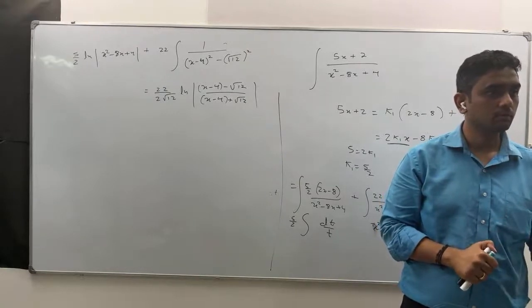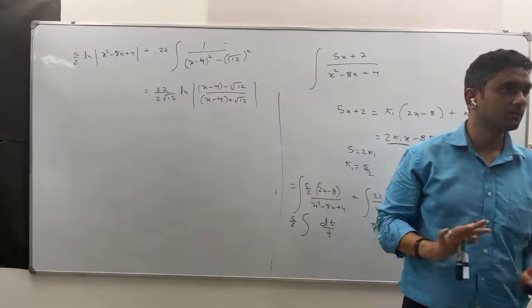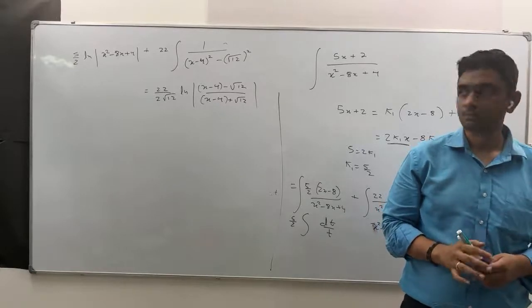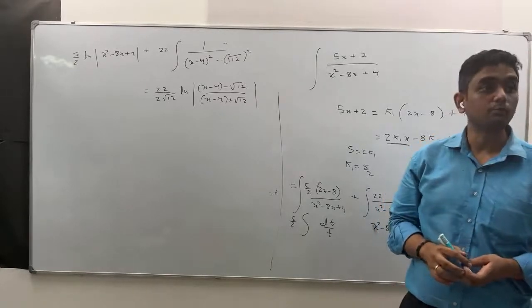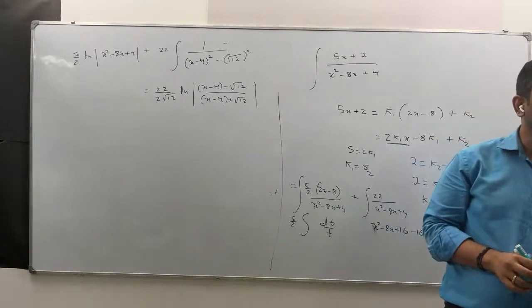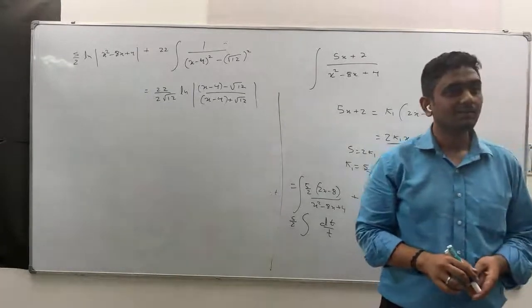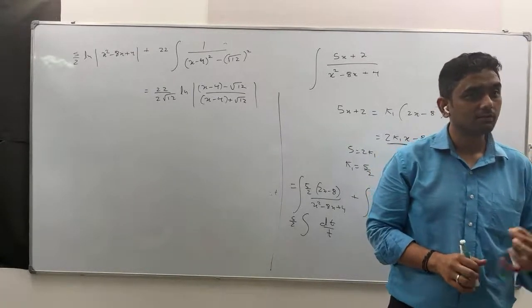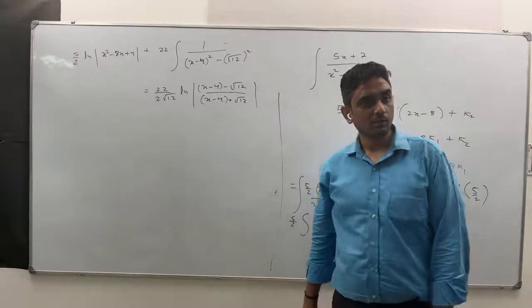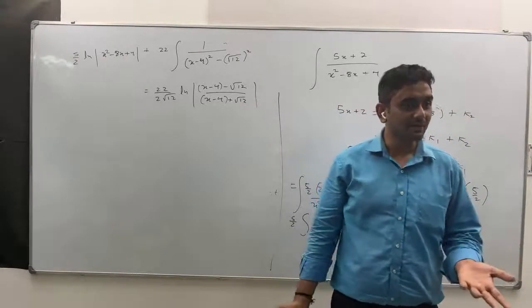Clear. That's it. Example done. So why divided by 2? 1 by 2a formula, 1 by 2a ln mod. Now this is a 70% chance. Easy, right? It's not that difficult.